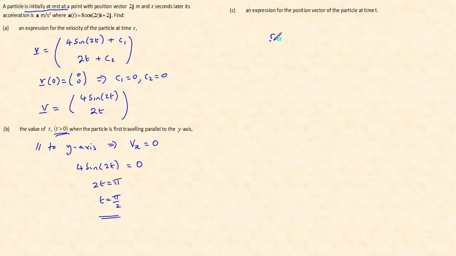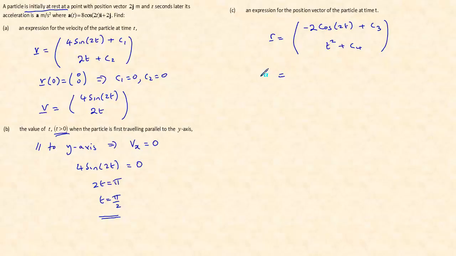So now we want the position vector, so we need to integrate the velocity. Sine integrates to negative cos, and don't forget the chain rule again, being used in reverse because we're integrating, so that will be negative 2 cos 2t plus a constant, and then we have t squared plus a constant.